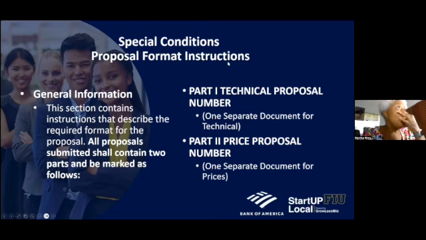So even your proposal format, they let you know exactly what it is they want you to do. They want this proposal in 2 parts. You have your technical proposal, and always have your number. The proposal number is a key. It's like the social security number for that project.